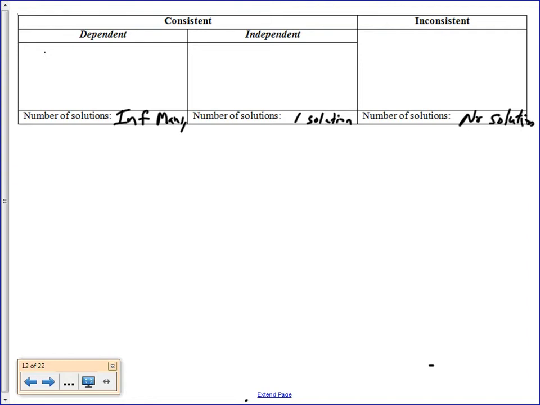Okay, remember, what makes a system dependent is it has the same slope and the same y-intercept. In other words, these two are the same line. And the way you end up with the same line is you have something like this. I'm just making equations up right now. You don't necessarily have to copy this down, but just get the idea.